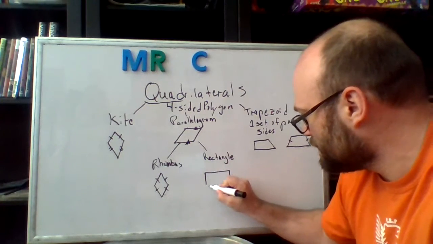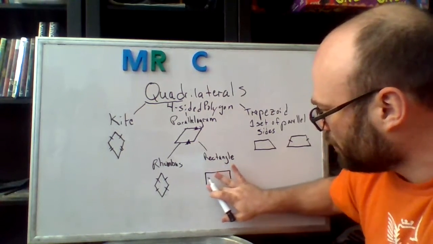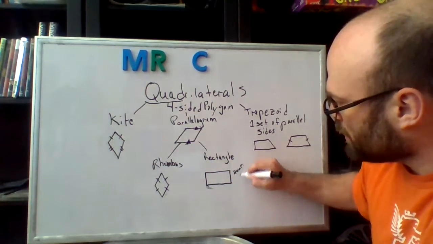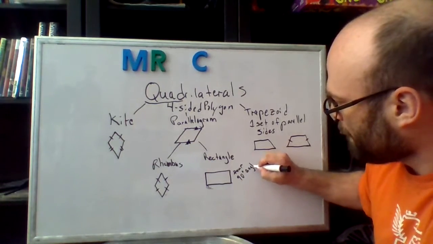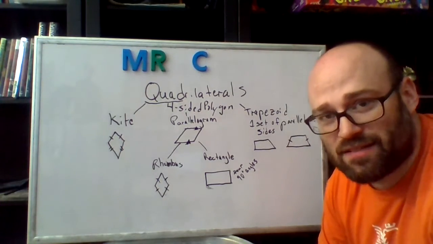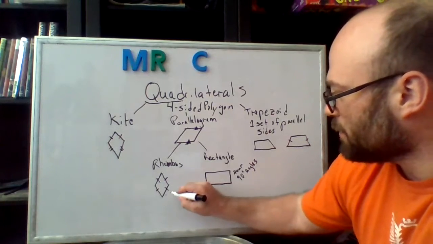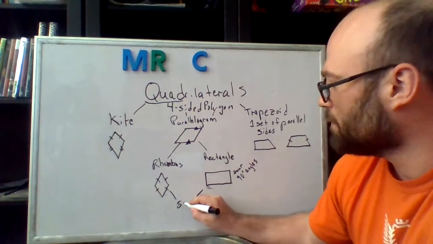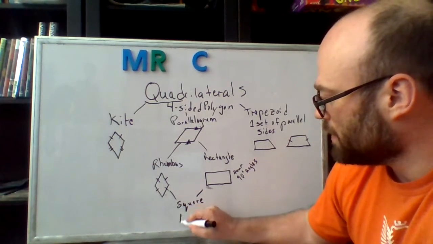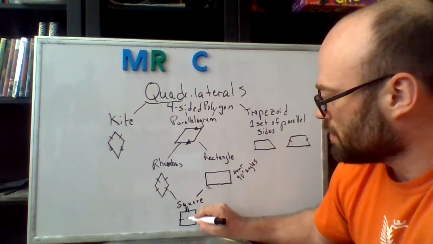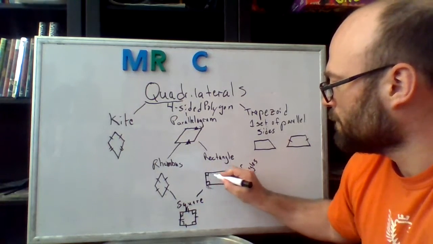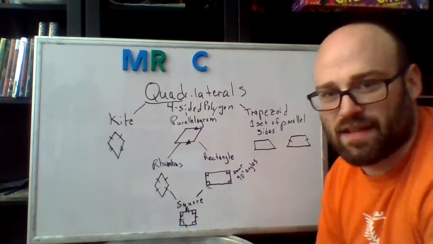Now, a rectangle is a quadrilateral that has four 90-degree angles. That's it. If it satisfies that, it is a rectangle. Then we put these two together. That is a square. A square has four congruent sides and four 90-degree angles. Put 90-degree angles there. That little box means it's 90 degrees.